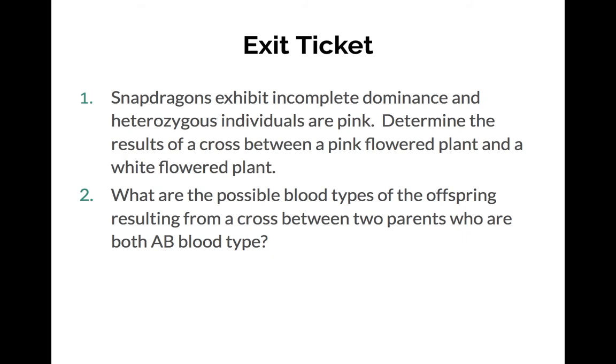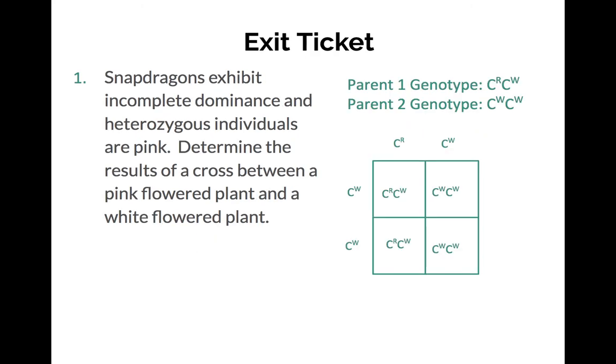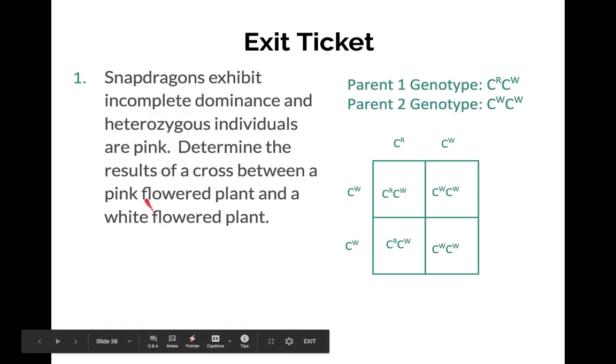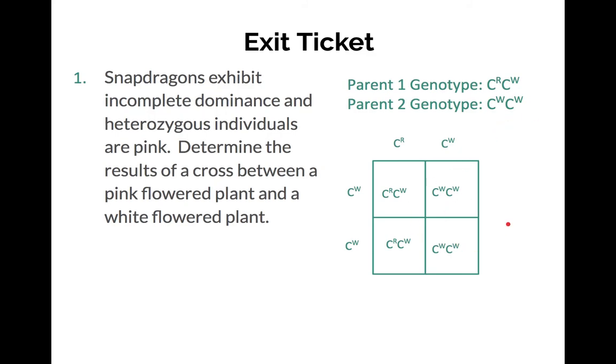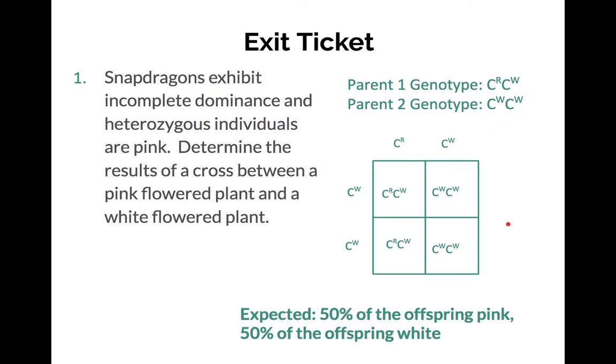All right, we have reached your exit ticket. I want you to pause here and try out both of these on your own. Okay, so number 1. Again, we already did the snapdragon example, so pink flowered and white flowered plant. Parent 1 would be pink, parent 2 white. We go ahead and do that cross, and 50% would be expected to be pink, and 50% would be expected to be white.